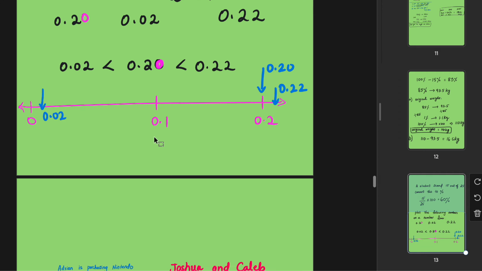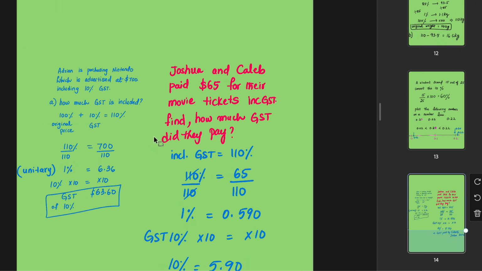So, all right. Then comes these two good examples, including GST. Including GST means there is this original price of the product and they added the GST, which is 10% of that value, and they're calling out the final price. So Adrian is purchasing Nintendo, which is advertised at $700, including 10% GST, right? So that means the $700 is not 100%. It is 100% plus 10% of the GST, which is making it 110%.